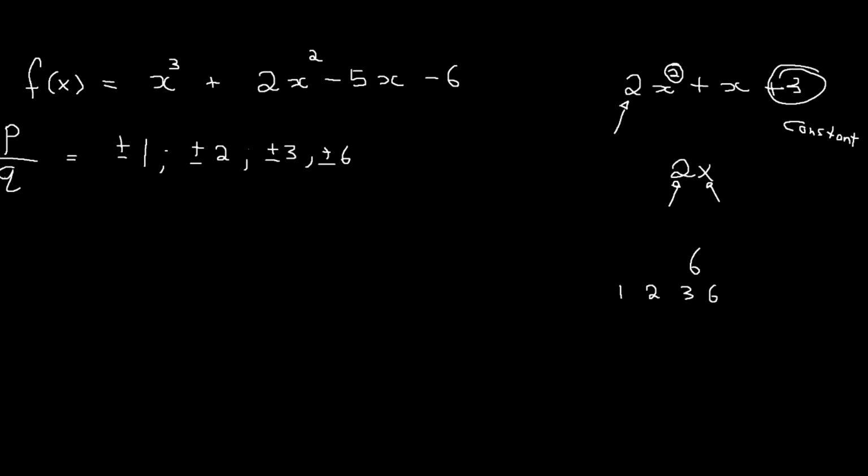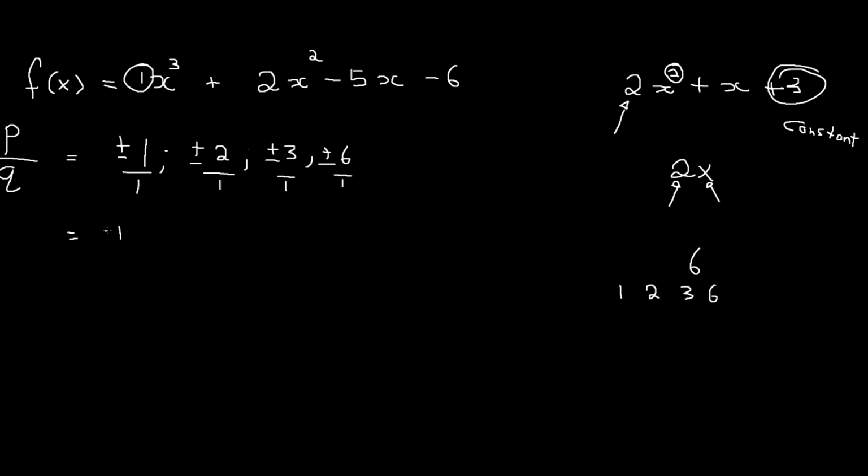Now, Q is the factors of this value. When there's nothing in front of x, it simply means 1 times x. So I'm going to put that over 1, over 1, over 1, over 1. Let's just say for argument's sake it was 2. Then I'd put 1, 2, 3, 6 over 2, 2, 2, 2. Now we're going to simplify these fractions.